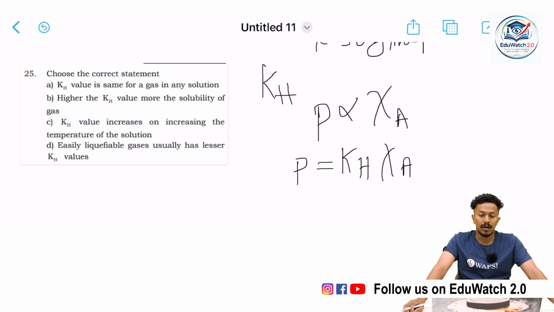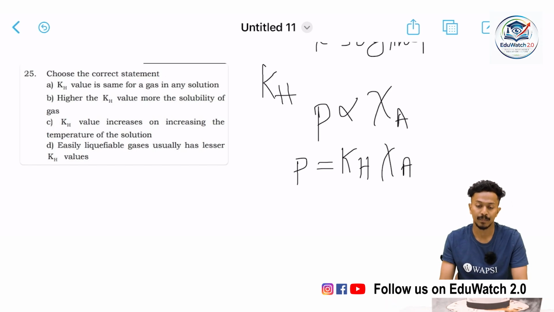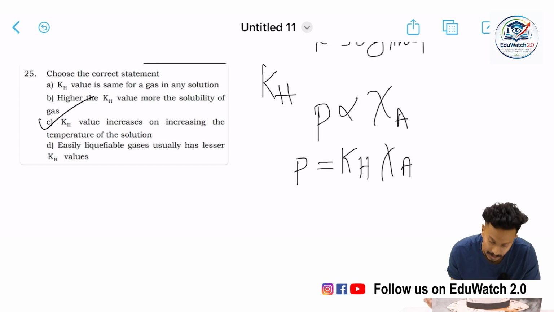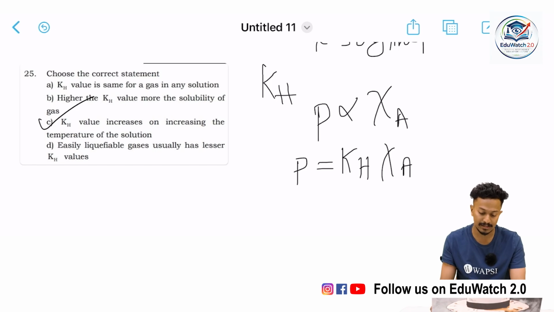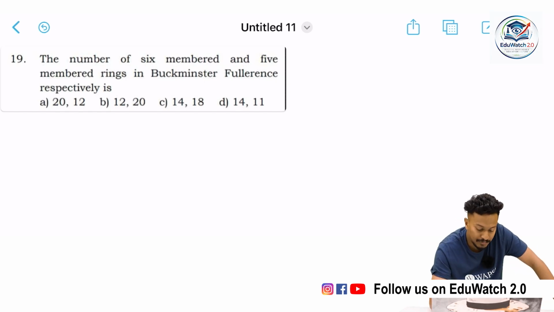We will look at option D as well. We have found the correct answer, but let us look at D. Easily liquefiable gases usually have lesser KH value. Easily liquefiable gases have higher KH value, that's why they are liquefiable. So option D is wrong. The correct option would be option C: KH value increases on increasing the temperature of the solution. Next: Buckminster fullerene. Number of 6-membered and 5-membered rings present in the Buckminster fullerene.